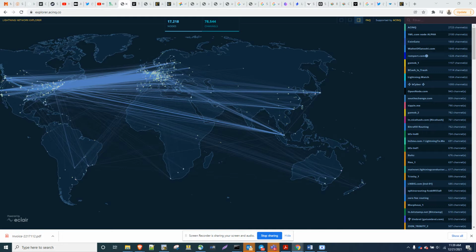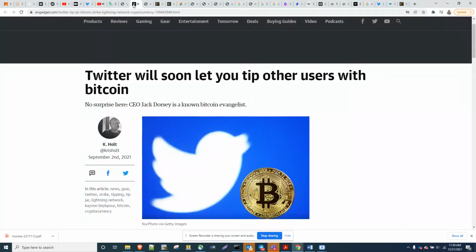I'm a crypto enthusiast. Let me just show you something today about the Lightning Network. I'm sure some of you have heard that Twitter will soon let you tip other users with Bitcoin. Basically, behind the scenes, it's the Lightning Network that would be doing the magic here.